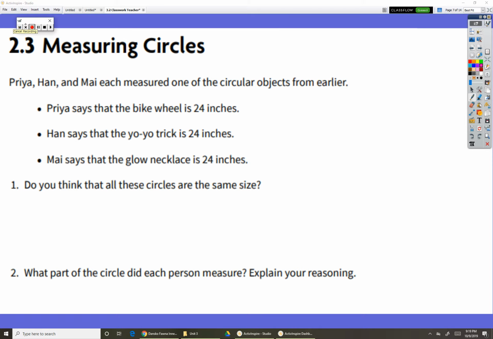These circles are not likely to be the same size. A bike wheel is not going to be the same distance around as a glow necklace. So the circles are not the same size. And each of them is measuring a different part of the circle.